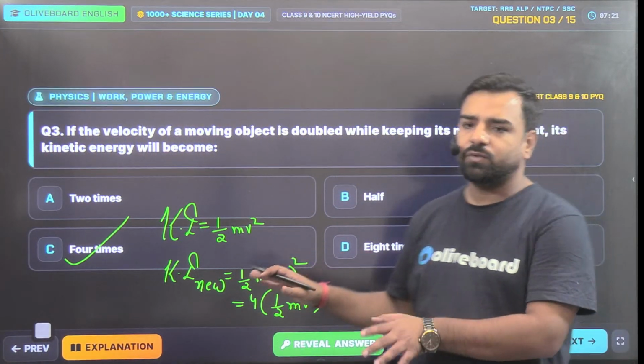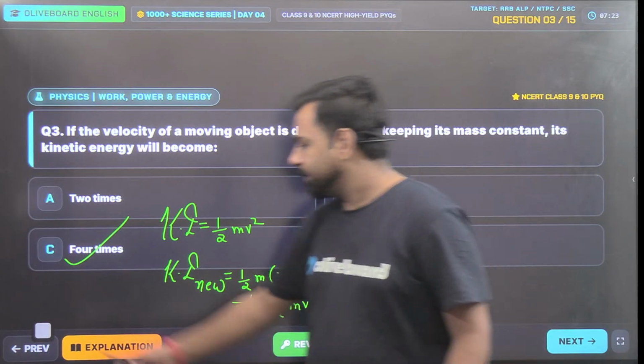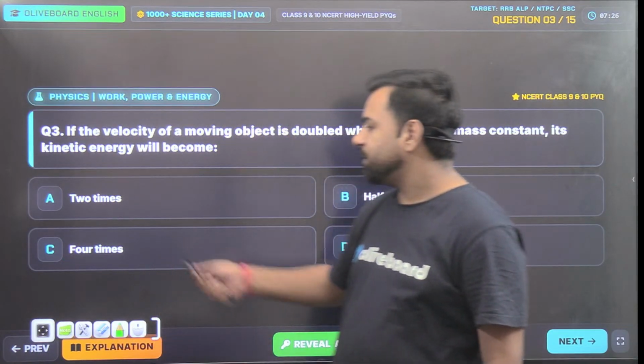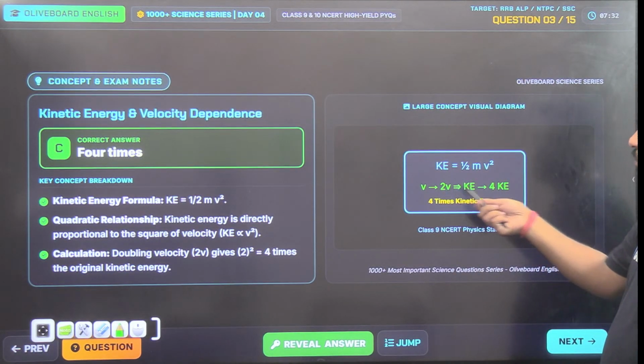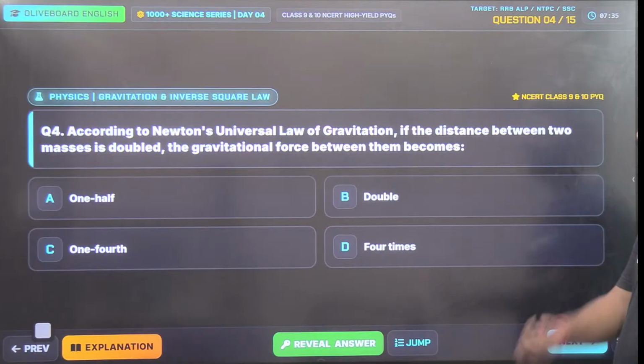They are in front of you. So yes, you must be aware of them. Okay, so this was from the PYB. So here C is the correct answer. Next, so K is equal to half mv square. Since it was 2v, so yes, it will become 4 times.